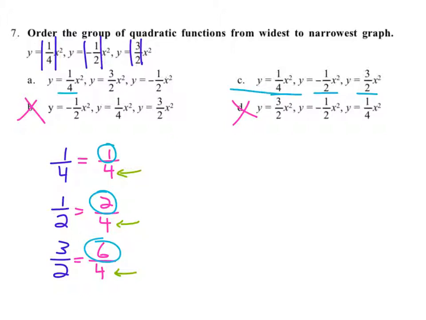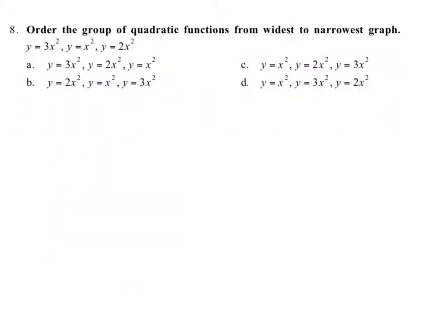Answer C has the order all correct from widest, lowest number, to narrowest, biggest number, as coefficients on the x squared term. Okay? We've got three more like that, and we'll move through them quicker.